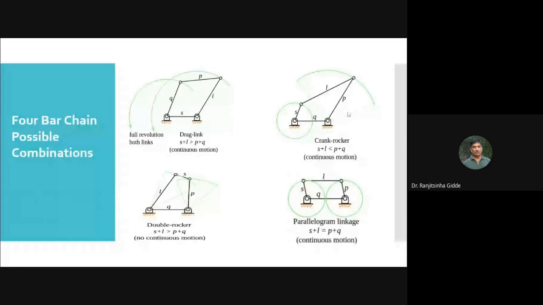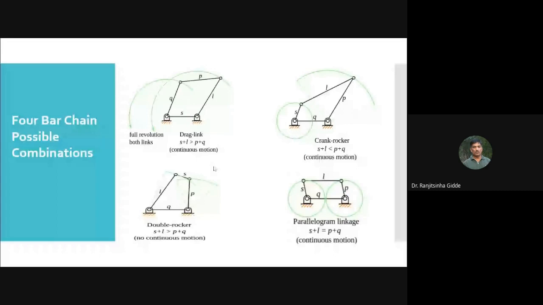So what is the condition for that? S plus L smaller than P plus Q, that is, it should be less than P plus Q, or P plus Q greater than this, then we have this crank rocker mechanism. Then another combination, double rocker.